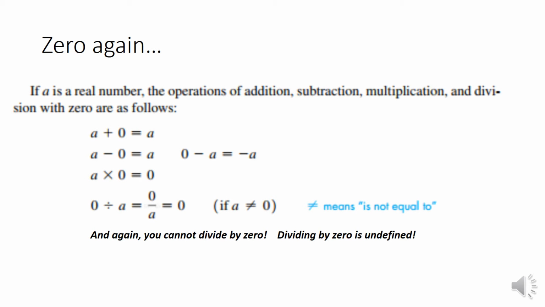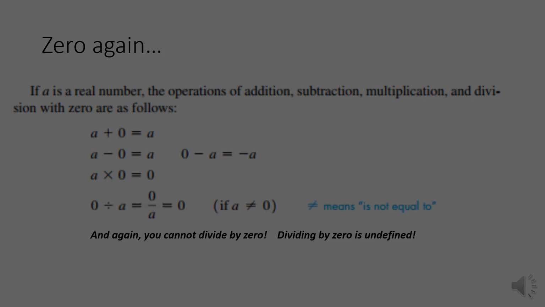And last but not least, we'll deal with the number with no sign, 0. So if A is any real number, you can add or subtract 0 and you still get A back again. If you multiply 0 by a number, you will always get 0. And if you take 0 divided by a non-zero number, you will get 0. And of course, that's if A does not equal 0. You can never divide by 0. Dividing by 0 is always undefined.